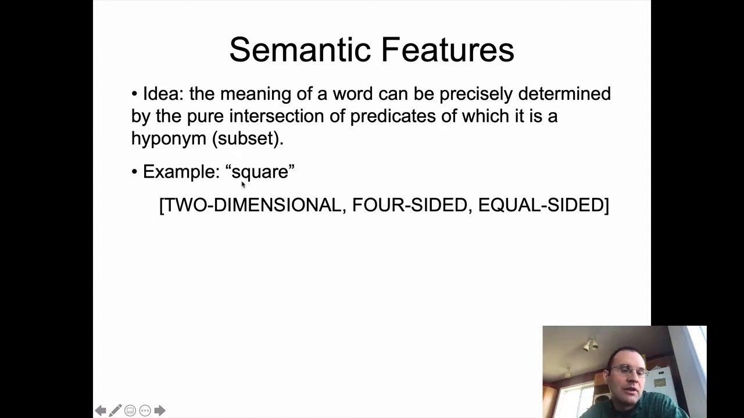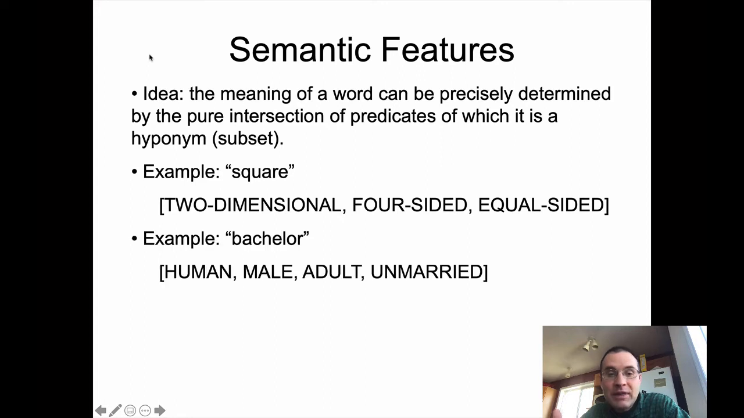So let's say we have a square. It's two-dimensional. There's four sides, and all sides have the same length, right? So it's equal-sided, or equal length of sides. So there's just three features basically that you need there to define a square. Maybe that works for more natural categories as well.